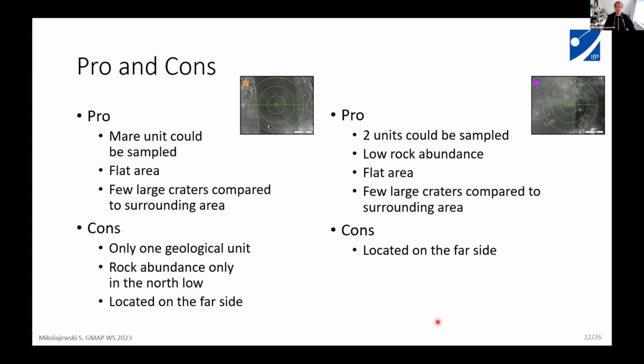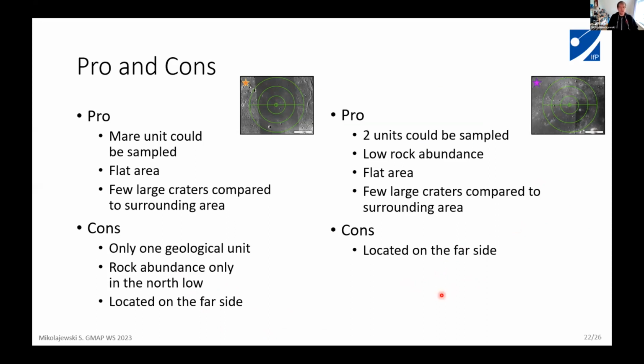So for the purple star, we could sample two additional units. We have a low rock abundance. The area is relatively flat, and there are also relatively few large craters compared to the surrounding area, and we can land. And the downside is also that it's located on the far side.